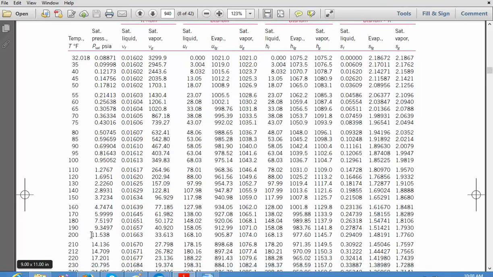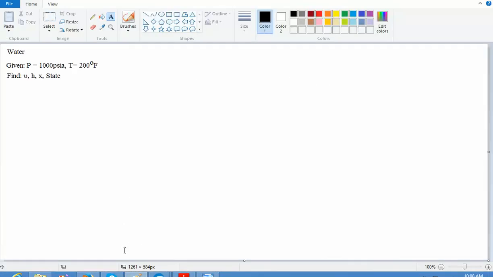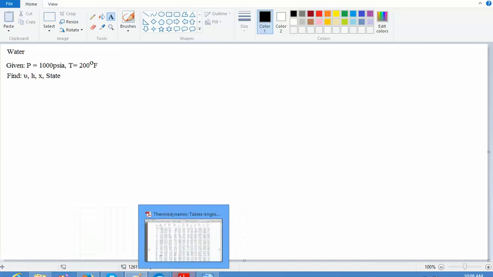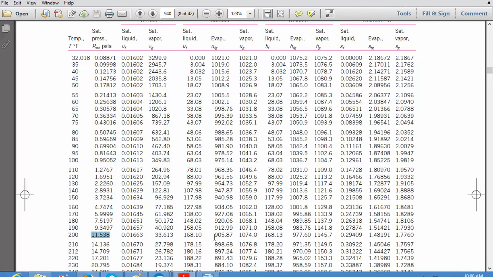We see that at a temperature of 200 degrees Fahrenheit, the pressure here is showing 11.538 psi. Now, we see that our pressure is 1000 psi. That is not a match. So, that's not a good sign. That might mean that we are not in the saturated liquid region.